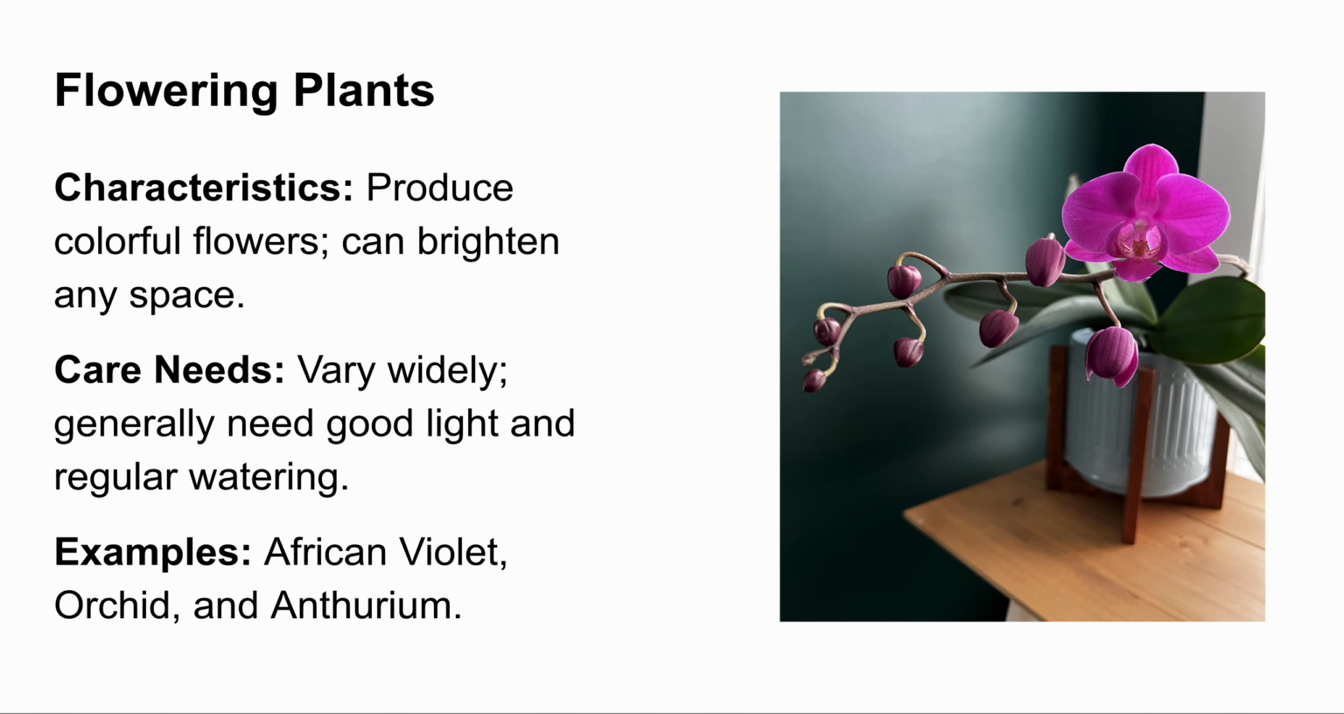So the next category is flowering plants. This is plants that produce really beautiful flowers. They're great for decor, whether they bloom all year long or just part of the year. Their care needs vary widely because there's a lot of different plants that fall in this category, but generally they want bright indirect light and regular watering. Examples of this would be your African violet, your orchid, your anthurium, anything like that.